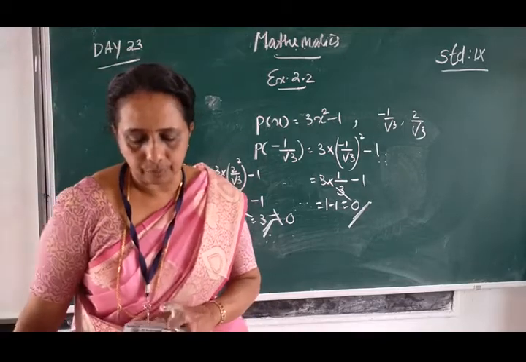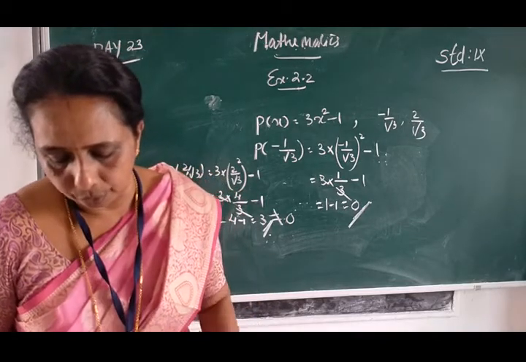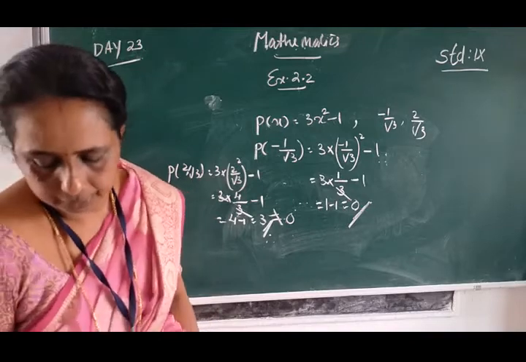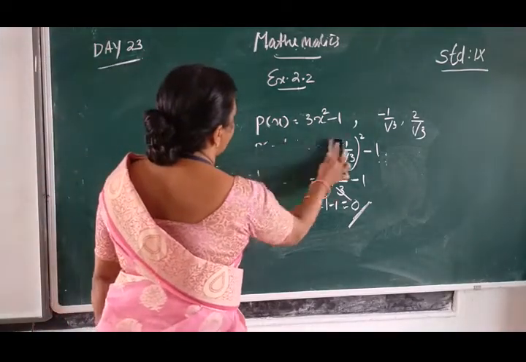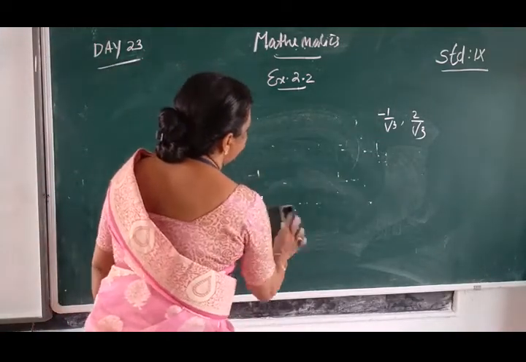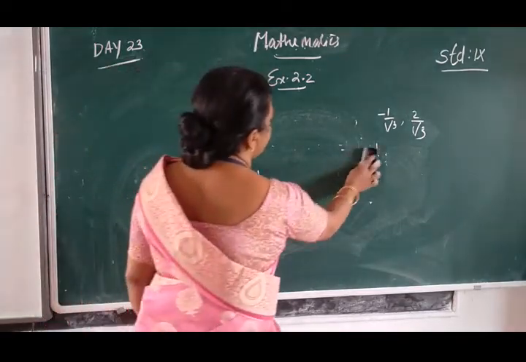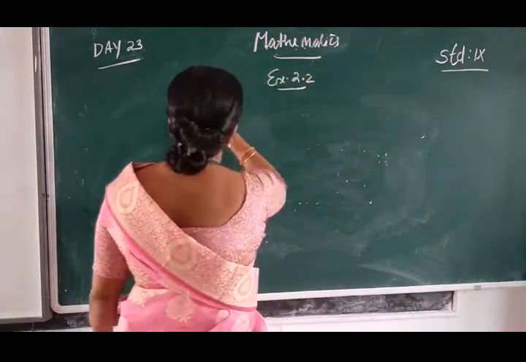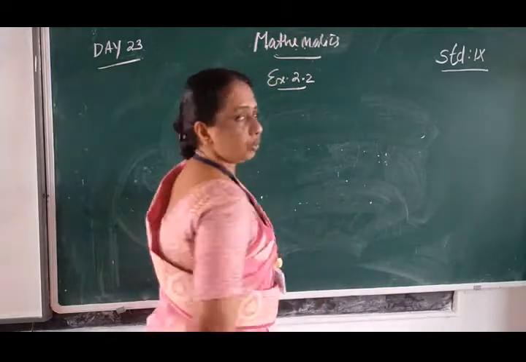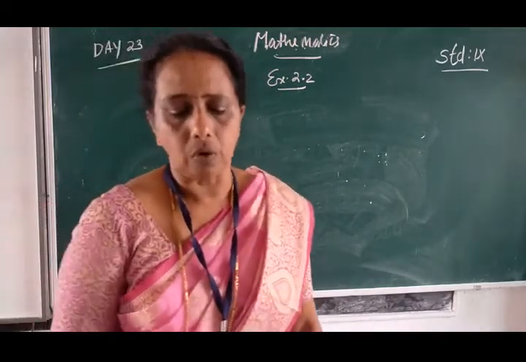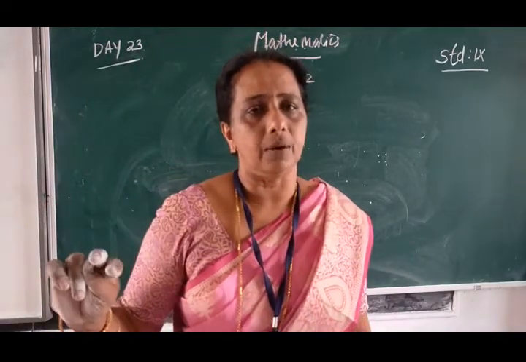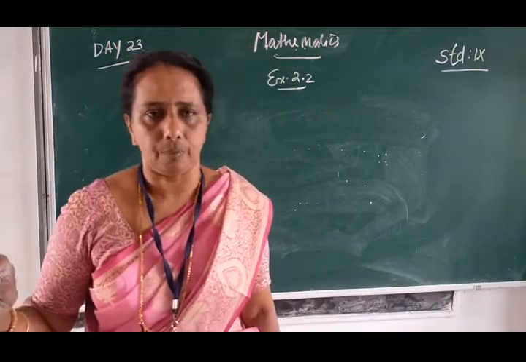Next question, 4th one. Find the 0 of the polynomial in each of the following cases. Some linear polynomials are given. You have to find out the 0 of the given linear polynomial. We know a linear polynomial has only one 0. I already explained two methods to find out the 0 of a linear polynomial.